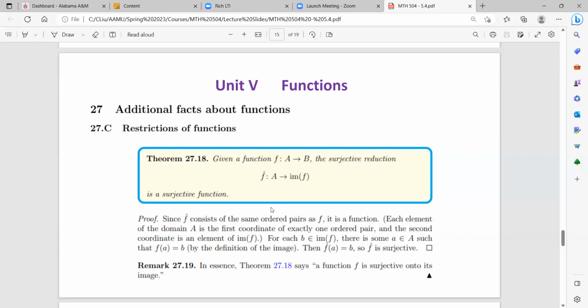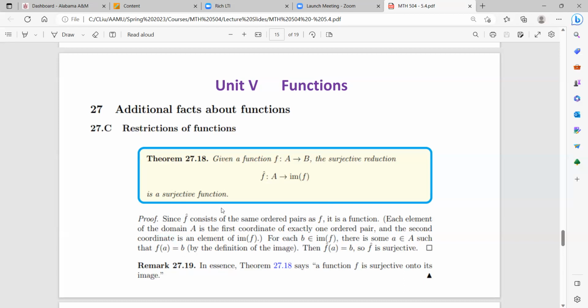Each element in the domain has exactly one element paired with it in the second coordinate from the codomain, right? So that keeps f hat a function.